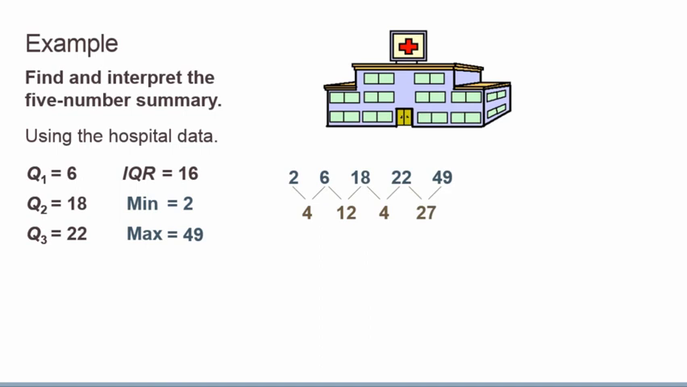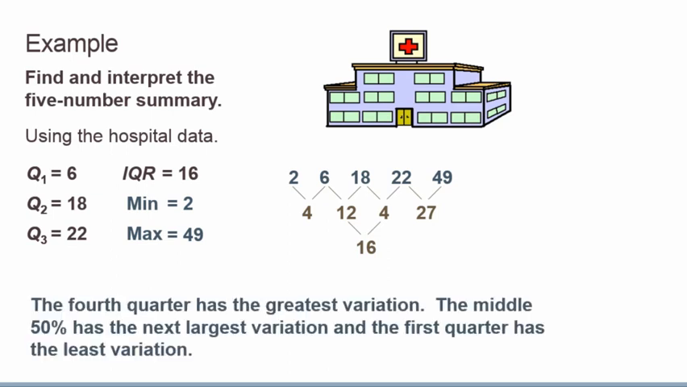We also want to know how many days have passed for our middle percentage of our data. We can find that by either taking Q3 minus Q1, 22 minus 6, or simply adding 12 and 4 to get 16. To interpret our data, we know that the fourth quarter has the greatest variation, which is 27, and the middle 50% has the next largest variation at 16 days, and the first quarter has the least variation, which is 4 days.